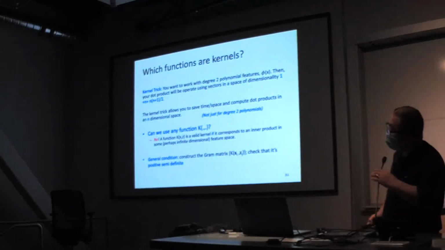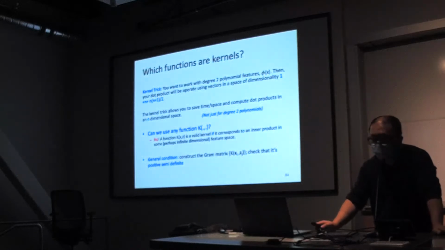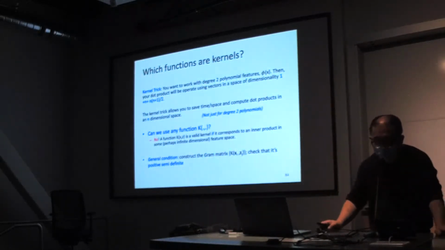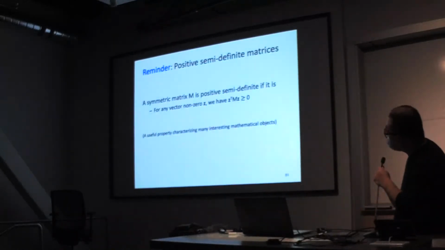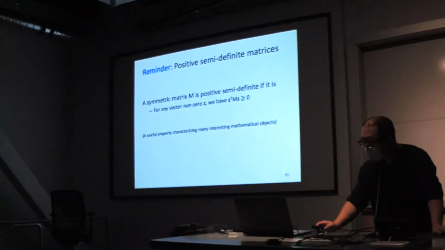To test if a given function is a valid kernel or not, here's the general idea. We construct the so-called Gram matrix for an arbitrary set of inputs, and then test if this Gram matrix is positive semi-definite or not. So what is a Gram matrix? We first need to review the concept called positive semi-definite. This is a fundamental concept in linear algebra. Everyone should know that, and here is just a review.